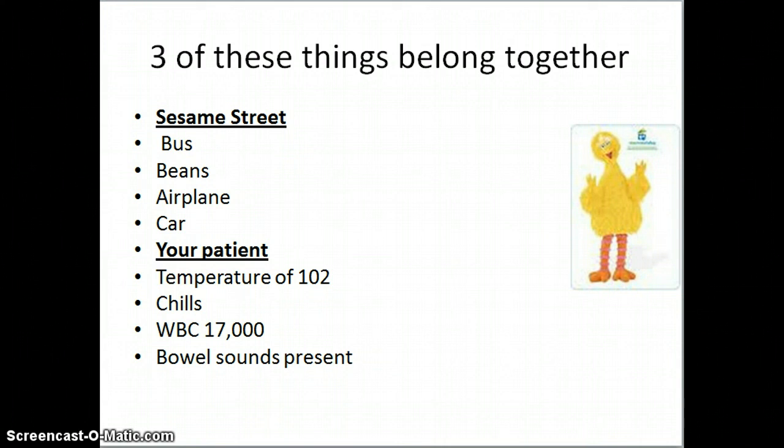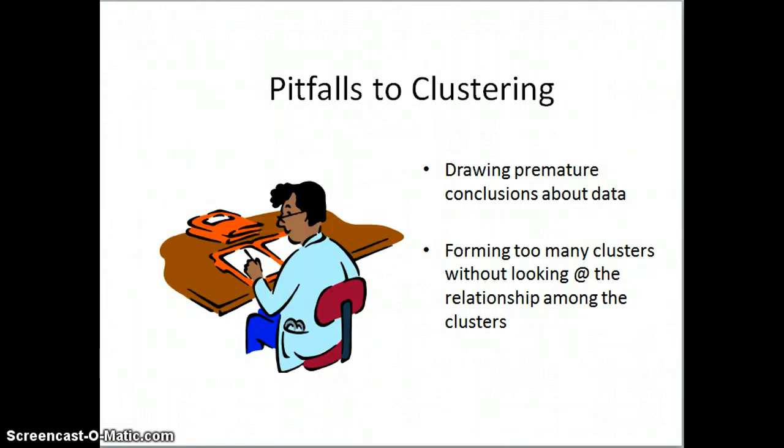Our patient that has a temp of 102 has chills, a white blood cell count of 17,000, and bowel sounds present. The one that doesn't fit there is the bowel sounds being present. The temperature, chills, and white blood cell all relate to the patient having an infectious process. The pitfall to doing the clustering is that sometimes we come to early conclusions where we think we know what's going on without really looking at that relationship going together.